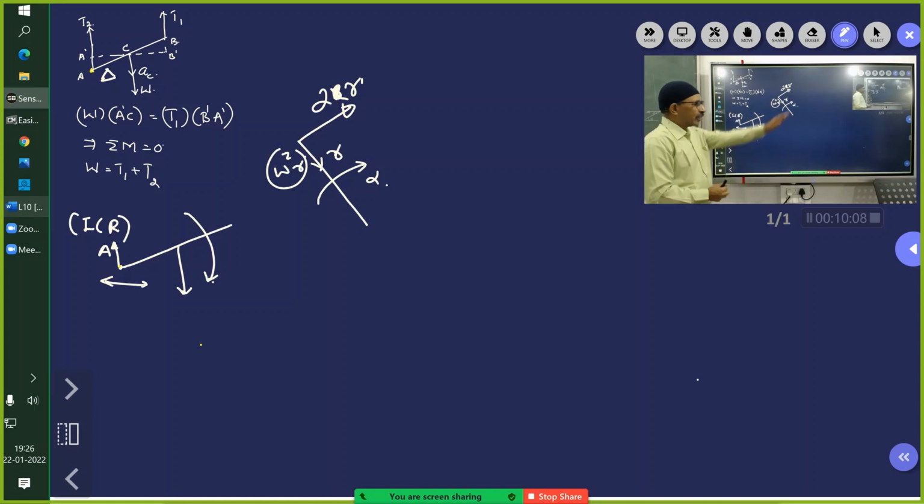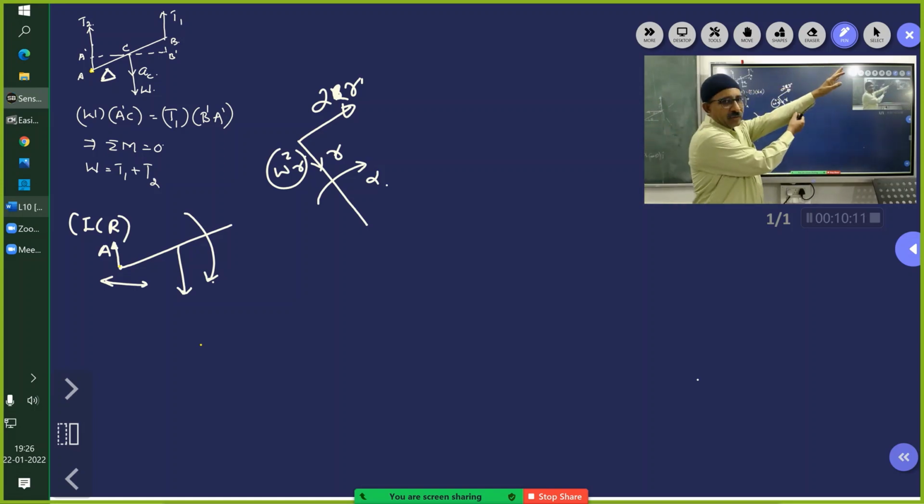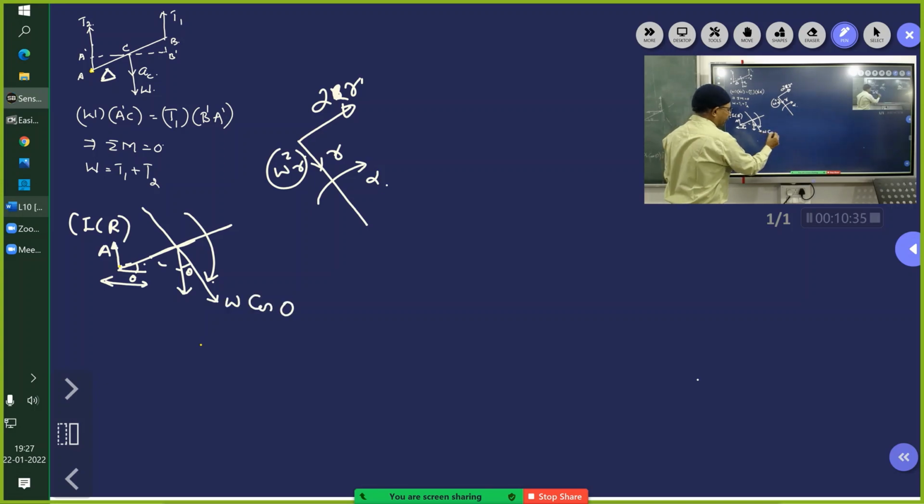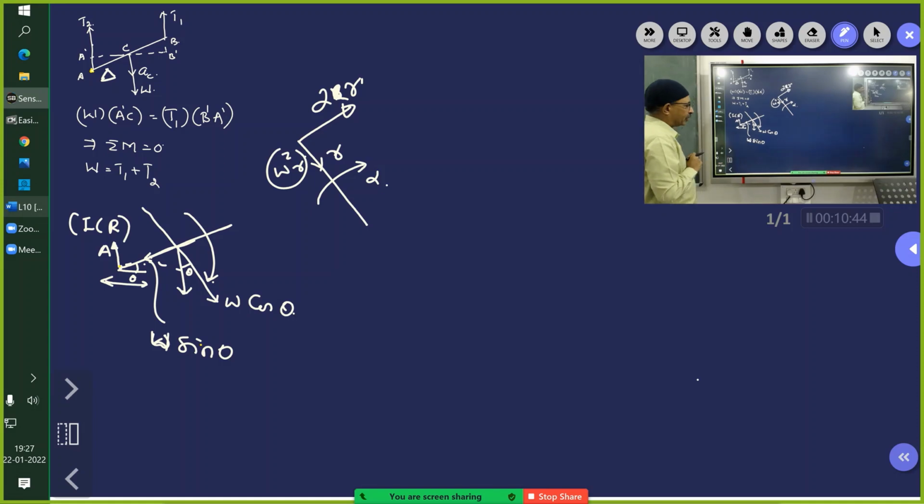So now, see, this is my hand. Supposing there is a force which pulls it down like this. If you can split this vector into two components, then this is theta, so this should also be theta. So this component will be W cos theta, and this component will be W sin theta. Let us see, as a consequence of these two components, what happens.